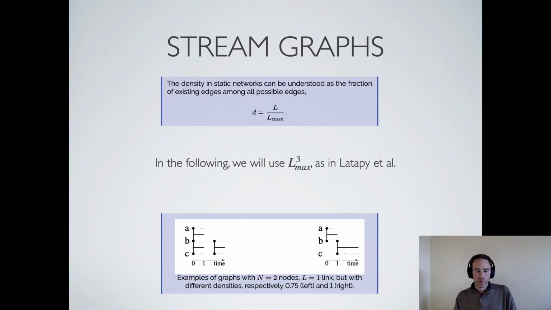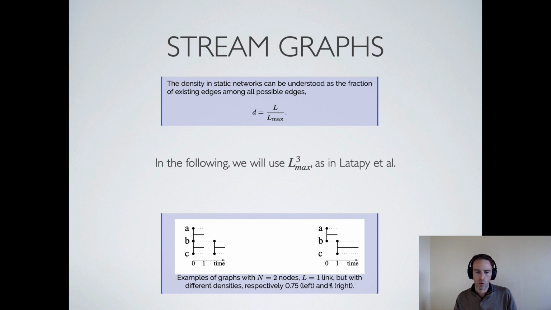So having defined this, we can now define the density. And what is interesting is that we can reuse the exact same definition of density as for static graphs, by saying that the density is L divided by L max. So the number of edges, the presence of edges, divided by the maximal possible presence of edges. And with this definition, you can see that in these two graphs that have the same number of nodes and the same number of edges, they actually have a different density.